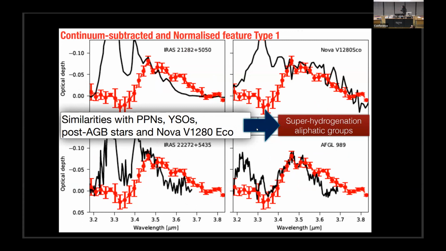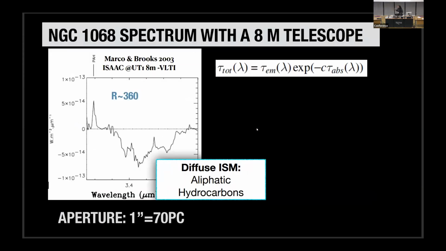So we find similarities with protoplanetary nebulae, with YSOs, with post-AGB stars, and even with a nova, V1280 Sco. And this is very exciting because it's a way to link the center of a galaxy with galactic sources. The features in the other sources are explained as superhydrogenation or as aliphatic groups, but there is no conclusion on that. The other thing we have in our photometry is this feature, aliphatic hydrocarbons, which has been observed in some AGNs like NGC 1068. This is an 8-meter spectrum, and it is related to the diffuse interstellar medium.